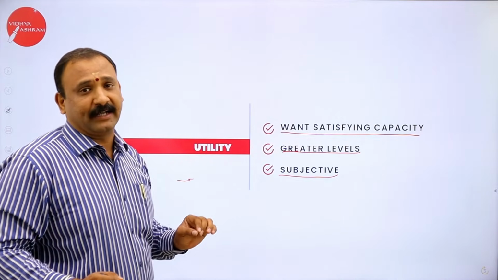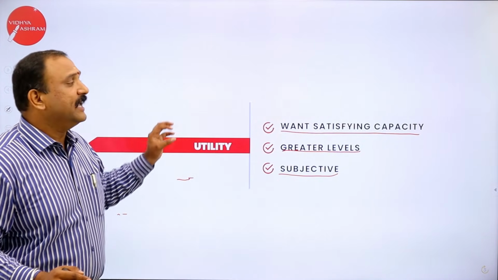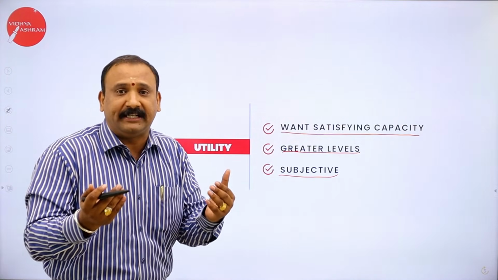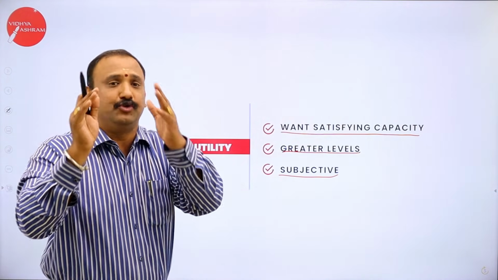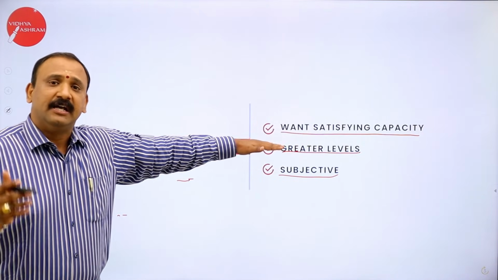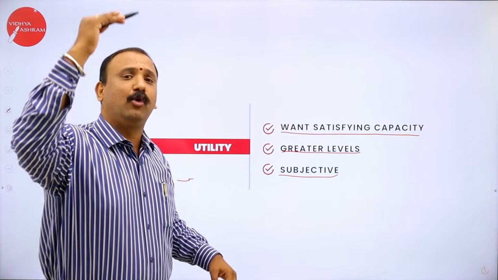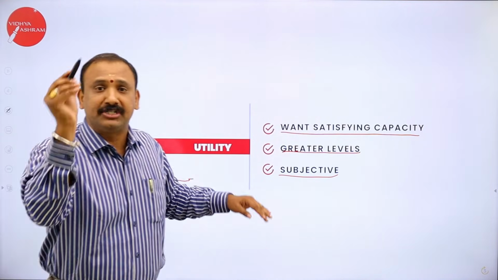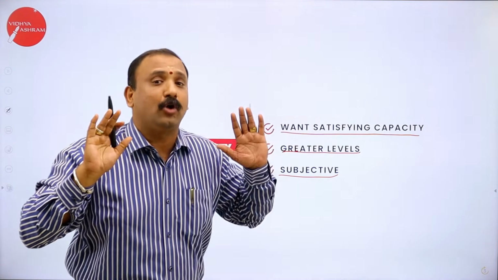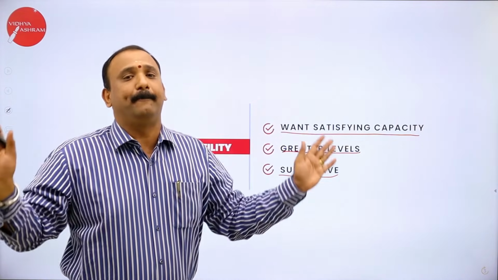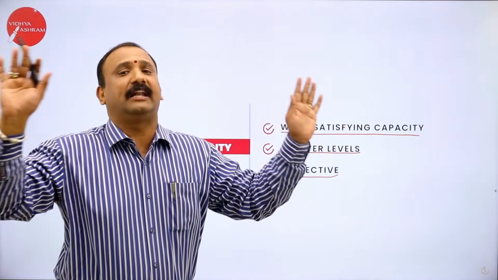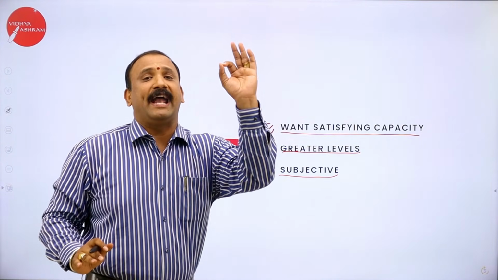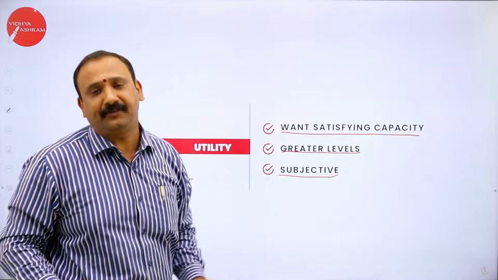So, 3 important factors that we need to learn about utility. It is the want satisfying capacity. So, you have the capacity to satisfy yourself as a consumer. Higher the levels, higher the satisfaction. So, the more and more you exceed, you feel happier, and it's a subjective matter. It depends on you only. You are not being forced. You cannot be compared. You cannot be said that you are like the others. It is a subjective matter. It's an exclusive matter for every single consumer in this country.